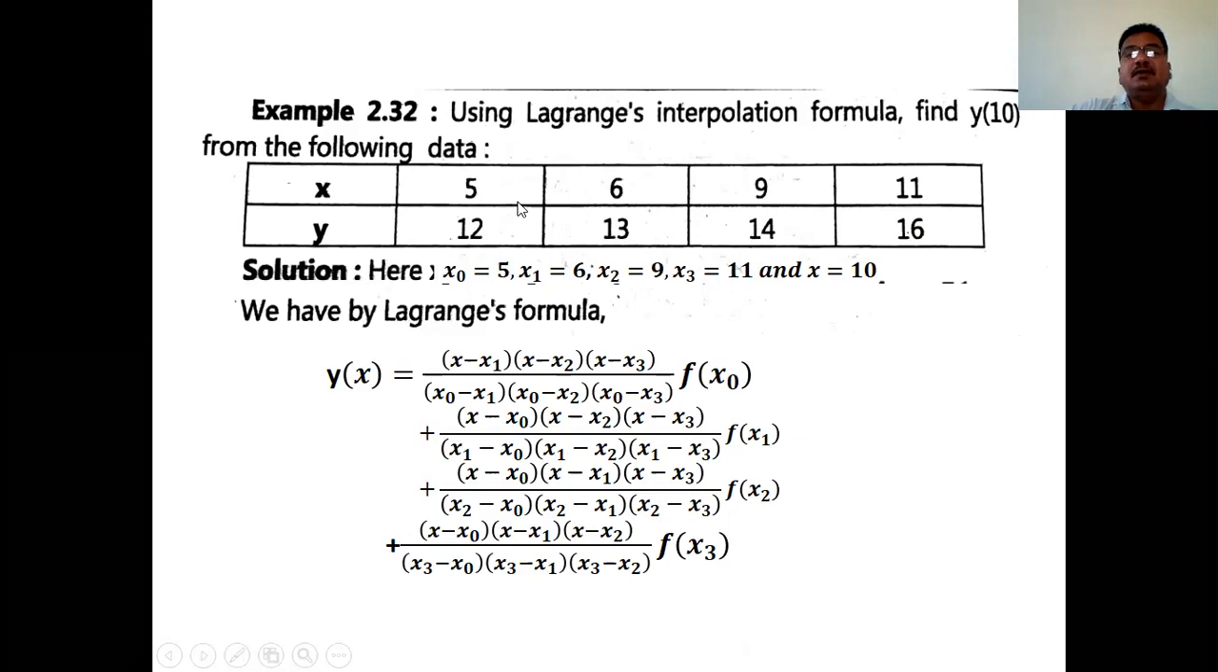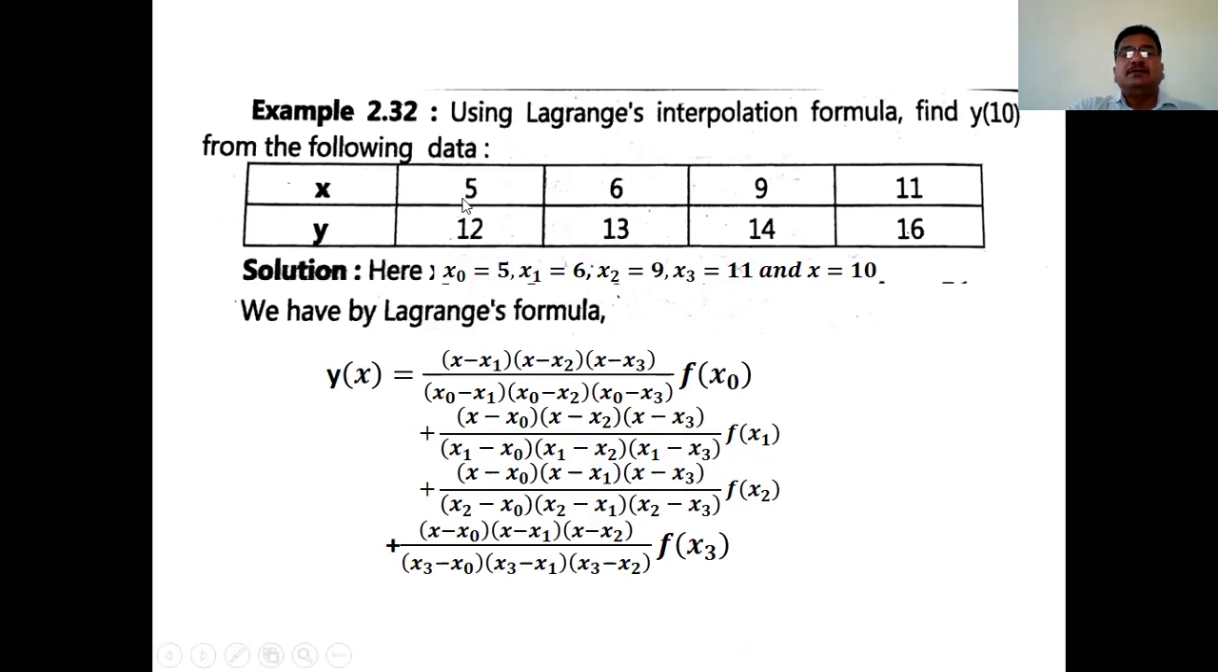But if the values of x are equidistant and the formula is not compulsory in the problem, then we can use Newton's forward or Newton's backward. If the values are not equidistant, then we have to use Lagrange's interpolation formula. But if the values of x are equidistant and the question says to use Lagrange's interpolation formula, then we can use it.